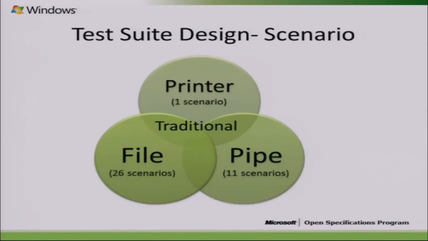Basically, the SMB2 protocol has three types of shares: file share, printer share, and pipe share. The most important scenario is the file share. So we have 26 scenarios for file share, only 1 scenario for printer, and 11 scenarios for pipe share.